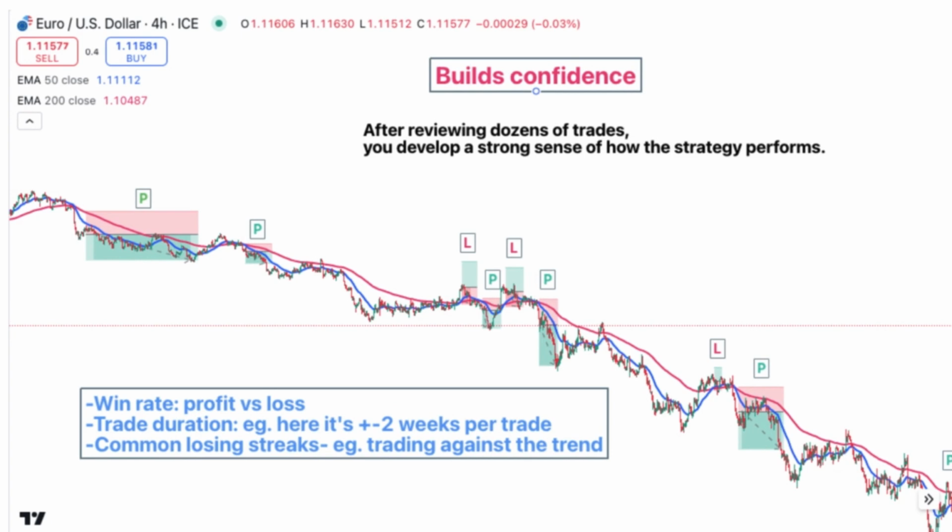After reviewing dozens of trades, you develop a very strong sense of how the strategy performs, including its win rate, its trade duration, and common losing streaks. Why I find this important is that as you build confidence with a trading strategy, you won't get freaked out by the losing trades and you'll know that that's just part of the process. So it won't affect your trading psychology as much.